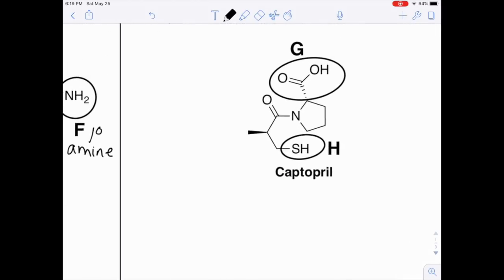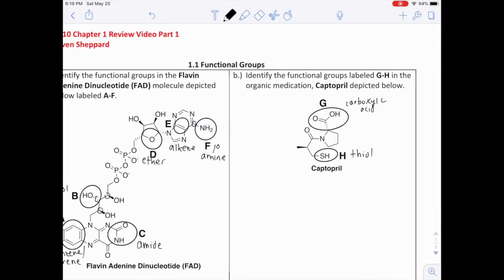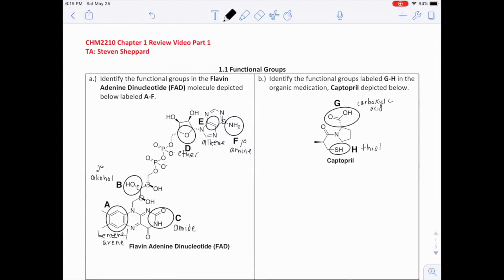So if we were to zoom in over here, we see that G is a carbon-oxygen double bond with an oxygen and a hydrogen directly attached to that carbonyl. So this is a carboxylic acid. Okay? And then H is a carbon to sulfur to hydrogen bond, and that is called a thiol, sometimes called a sulfhydryl, but in your class we'll just call it a thiol. Okay? So I think that pretty much sums up how to identify these functional groups.